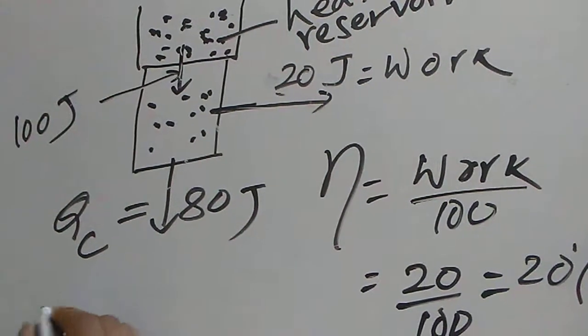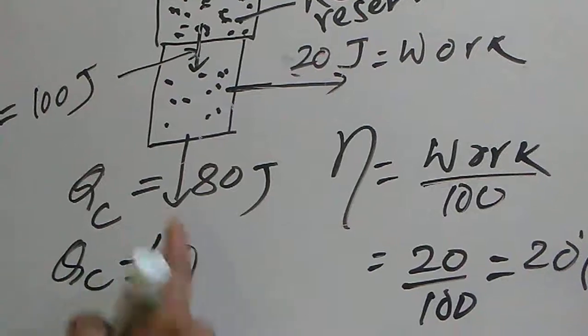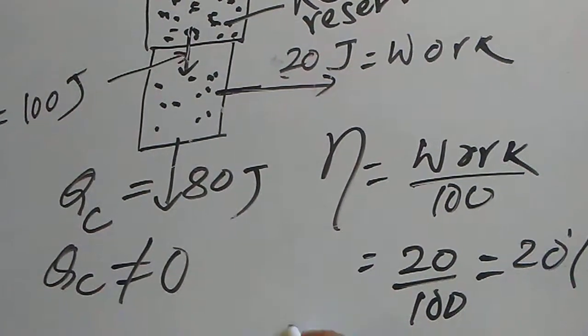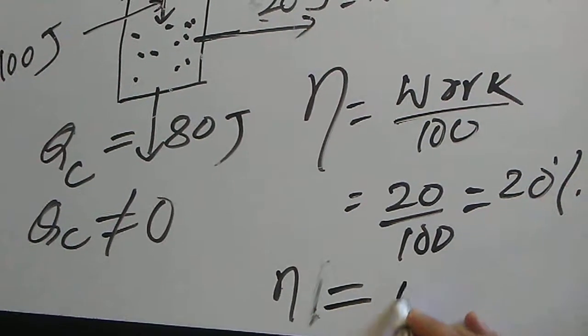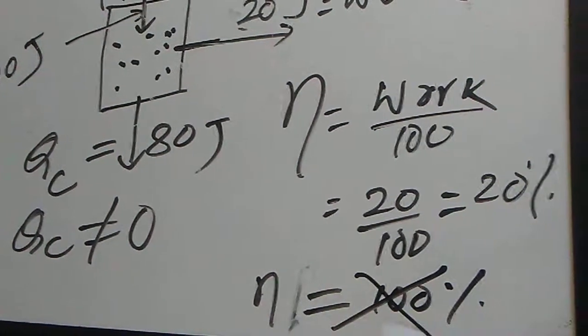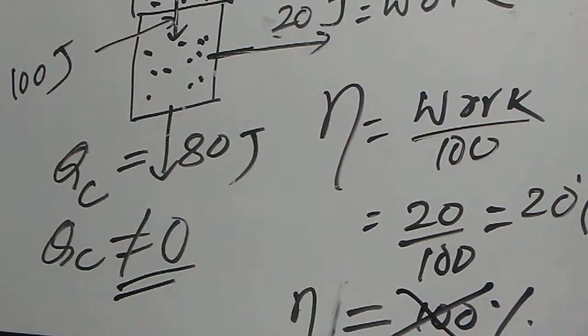According to the second law of thermodynamics, this QC cannot be zero, and this efficiency cannot be 100%. That's all about the second law of thermodynamics.